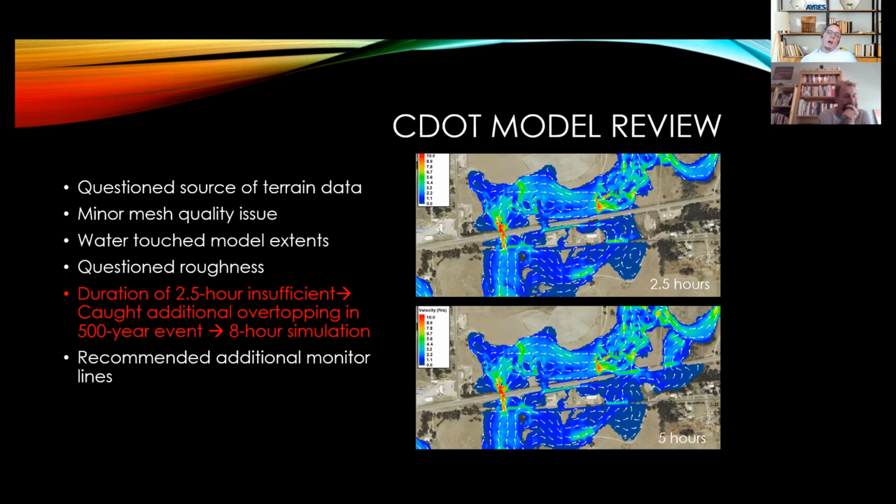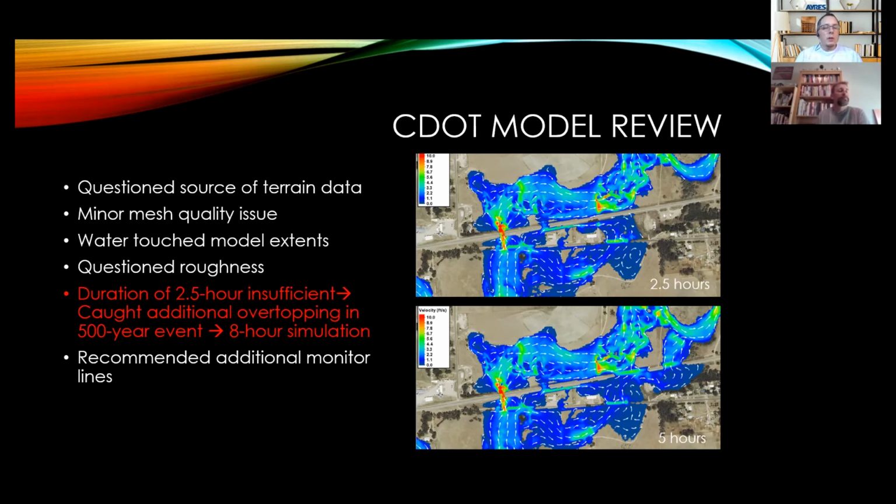Another key thing they found was our model extents didn't quite extend far enough. We had a few points on the edges, but still potentially impacting where we needed to extend our model because the water was hitting the edge of it. We kind of resolved some roughness questions to be on the same page.